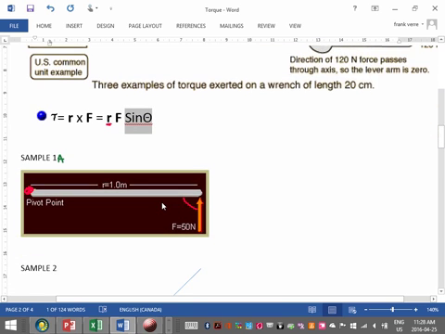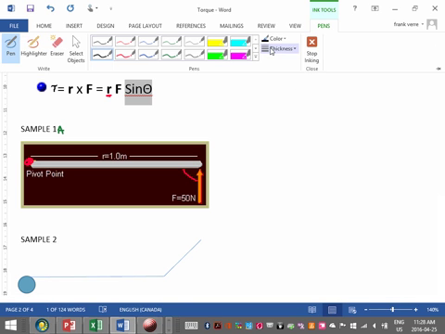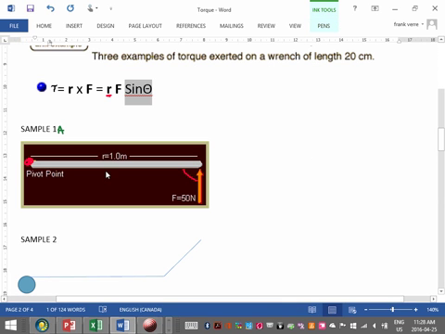So here's an example, very simple example, okay? So let's take a look at this one over here. Okay, so here we have, this could be like a wrench or something. So here's my pivot point. The R is 1 meter. The force is 50 newtons. So what's my torque? Okay, so just R times F.